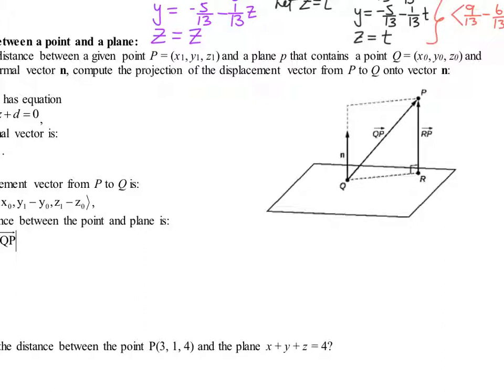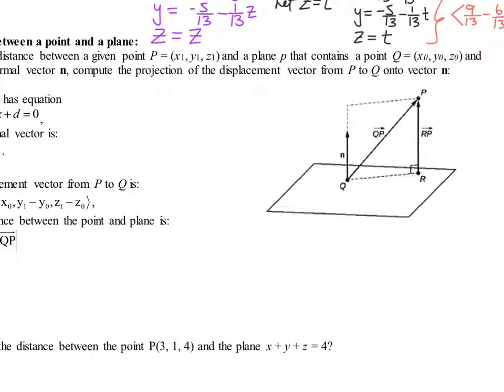So we have some point x1, y1, z1 in a plane that contains x sub o, y sub o, z sub o, and that's normal vector n. Compute the projection of the displacement vector from P to Q onto vector n. All right, so this is really just kind of the nuts and bolts of it.